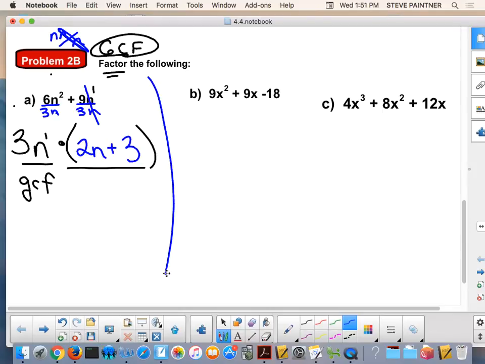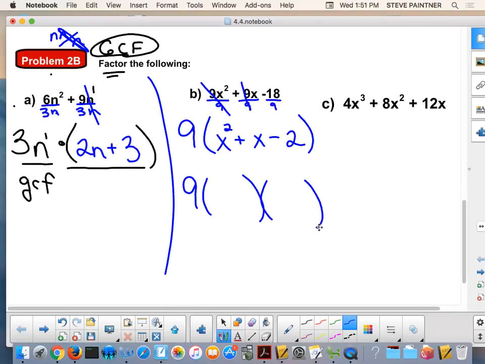G, C, F. 9. How about x's? No. Let's take out 9. Start here: 9, 9, 9. The 9s are out. X squared, plus x, minus 18 divided by 9 is minus 2. It looks like you're done, correct? But you got to, in your head, go like this. I took out the GCF, but when I see trinomials, which I have, that's a trinomial, sometimes trinomials can be split into two binomials. So then, you got to try this.